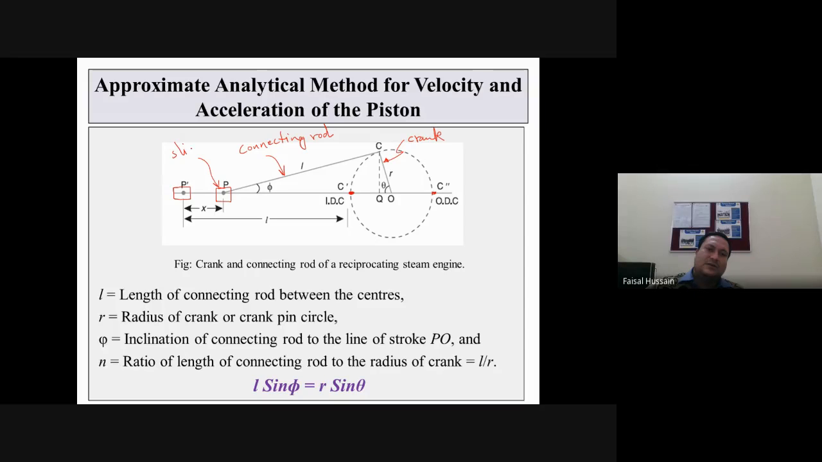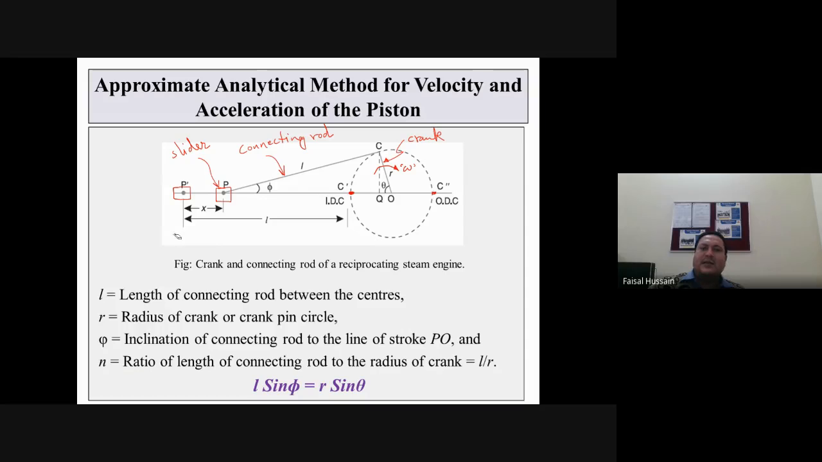This will be your slider. Okay. So when the crank has turned through angle theta at a speed of omega radian per second, for example, in this diagram, we will assume that x is the displacement of the slider.